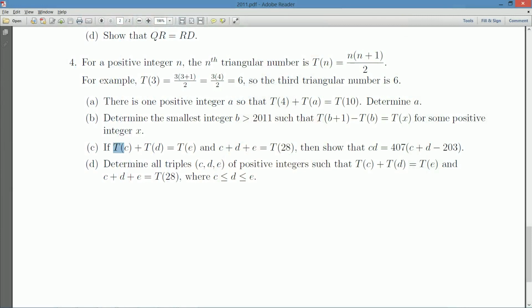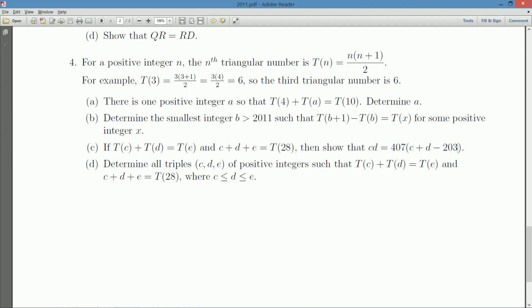So if T_c, the cth triangular number, plus the dth triangular number is equal to the eth triangular number, and we know c plus d plus e is T of 28, show that cd is equal to 407 times (c plus d minus 203). Okay. Now I noticed that 407 is almost twice 203. That's just something that jumped out at me right away. I wonder what T of 28 is.